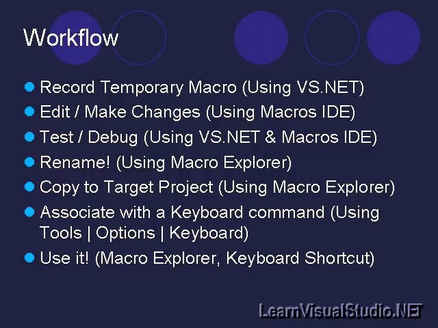But once you record your temporary macro, then you can go in and make changes to it using the Macros IDE. And then you'll obviously want to test and debug it, especially if it's a more complicated macro where you've added some custom code. Generally, the macros that you just record and never touch within the Macros IDE, never change the code of, you probably won't need to test them. But you have this functionality if you need it. Then here comes an important thing. You need to rename the macro, because the default name is how Visual Studio designates that as a temporary macro. So if you want to save that macro, you're going to need to rename it. And then you'll also want to, in the next step, copy to the target project.